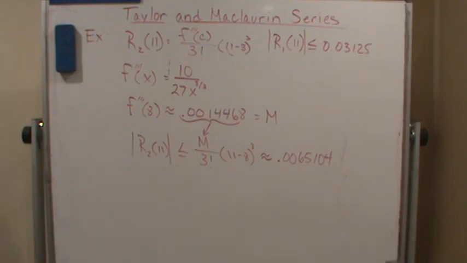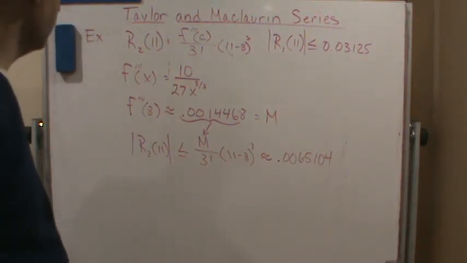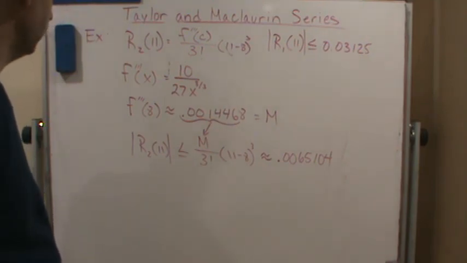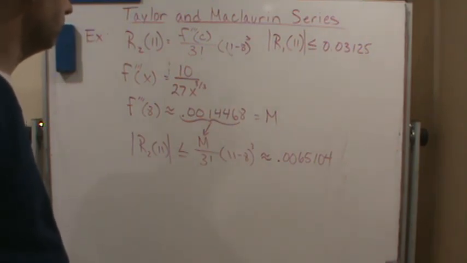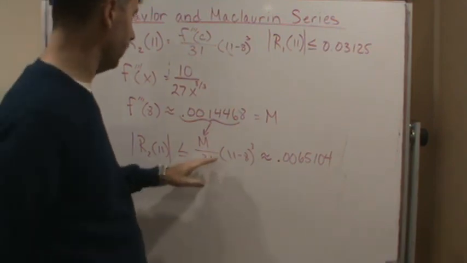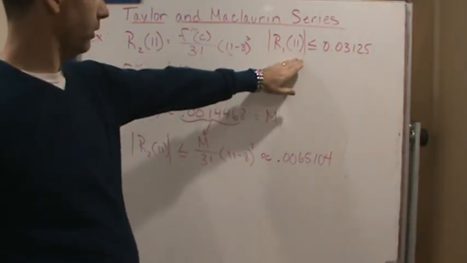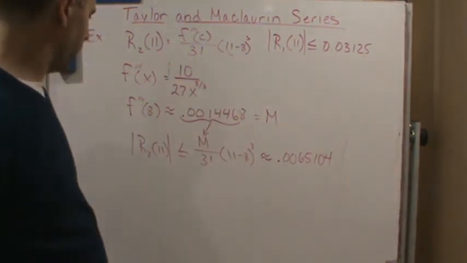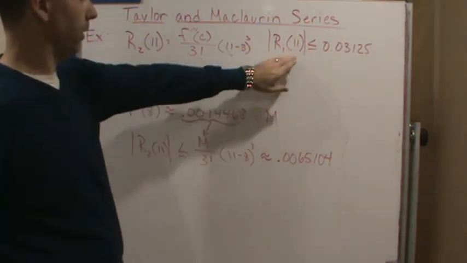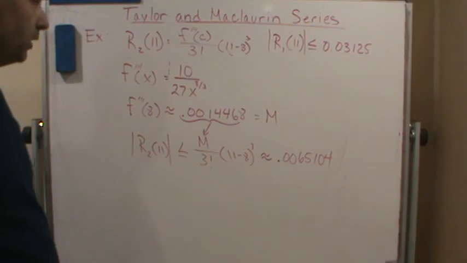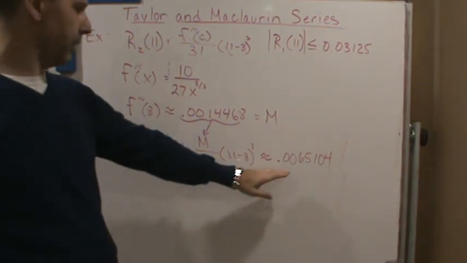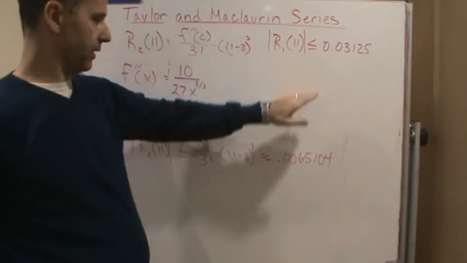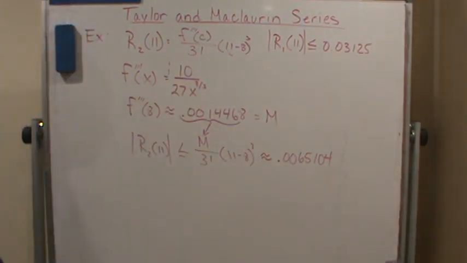And that's it. So we know that the error is going to be between here for the first polynomial, R1, so for the first Taylor polynomial, and then for the second Taylor polynomial. Here's the difference in the error bounds for the estimate of the cube root of 11.